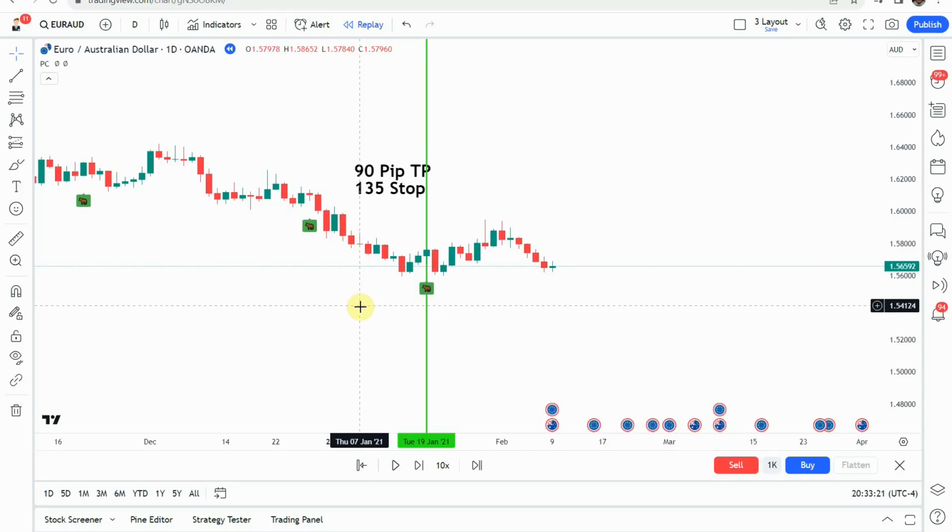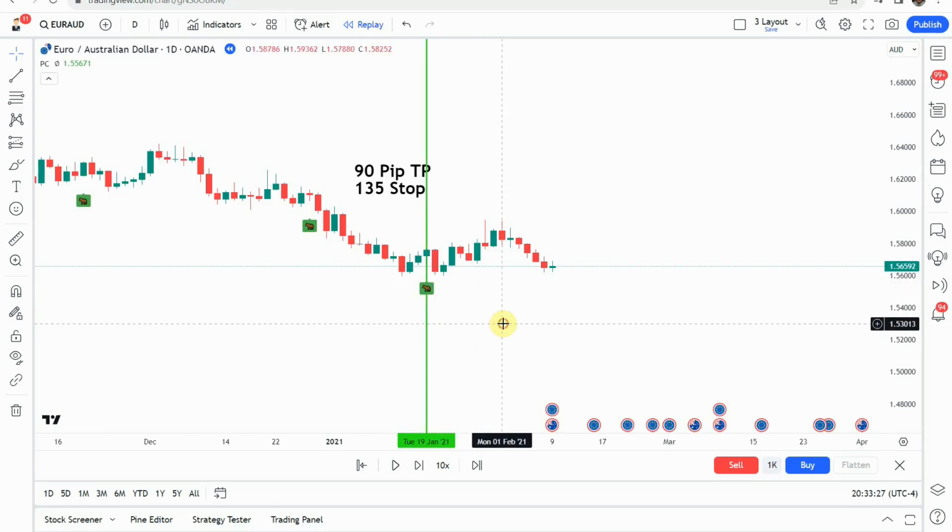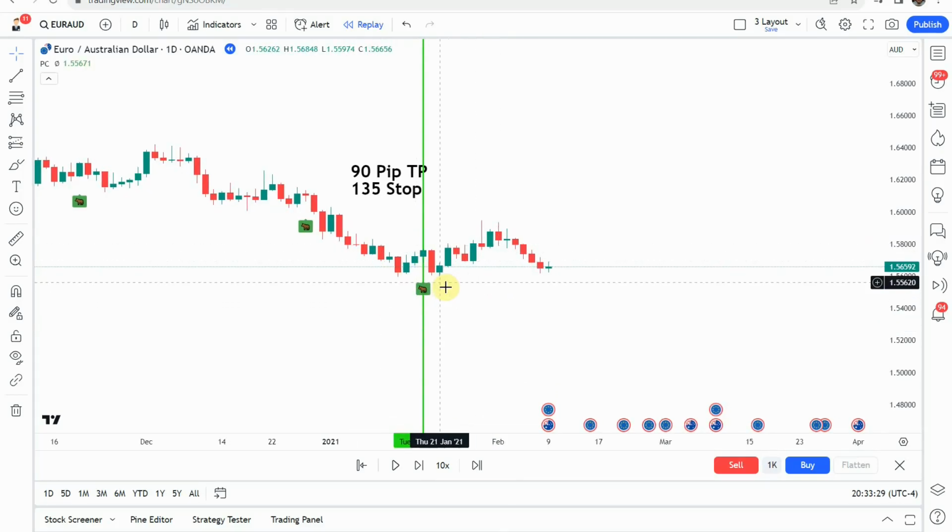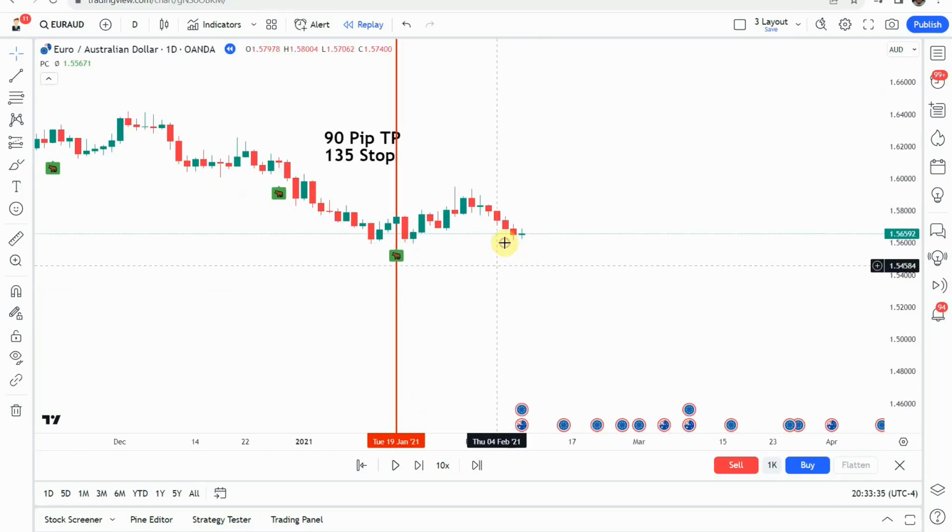Alright, the first signal that we pick up is a buy signal. You can see that we get this green bullish tag right here. We get a pullback here that does come down, and unfortunately it does stop us out. Let's go ahead and continue on.